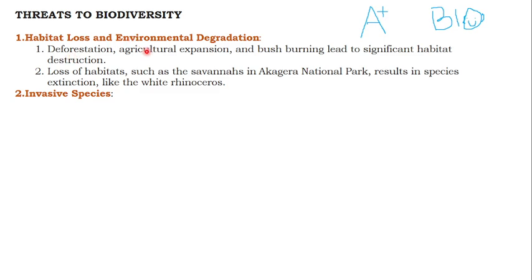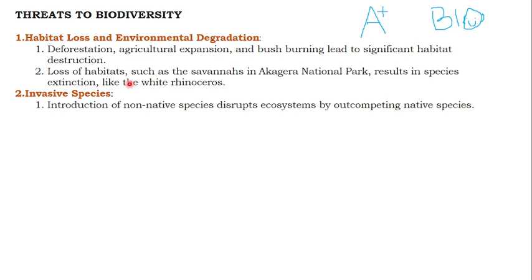So deforestation, agricultural expansion, and bush burning lead to significant habitat destruction. Loss of habitat such as savanna in Akagera National Park results in species extinction, like the white rhinoceros. Those are examples of species being extinct as a result of loss of habitat.